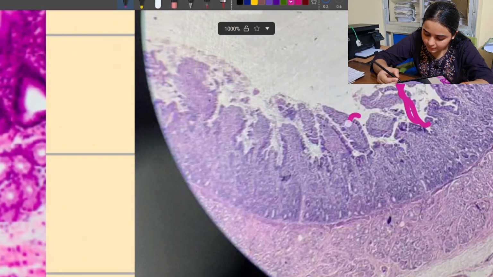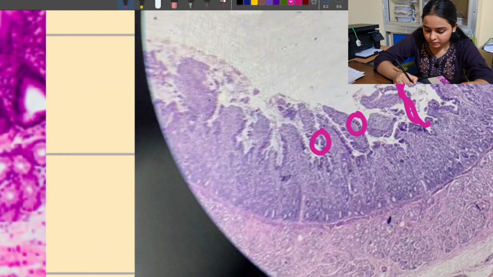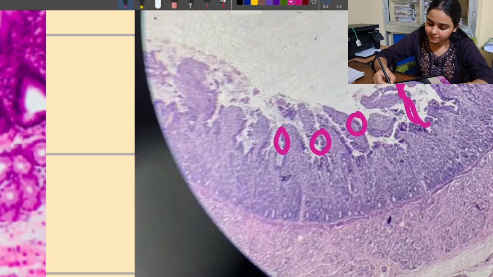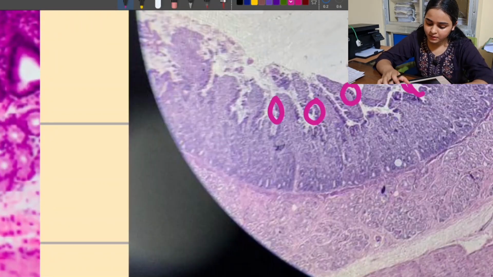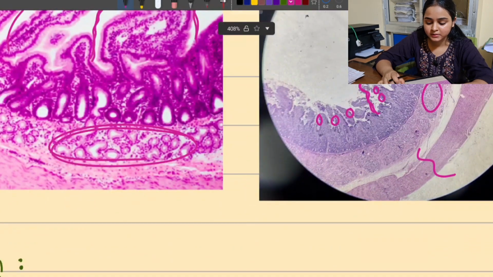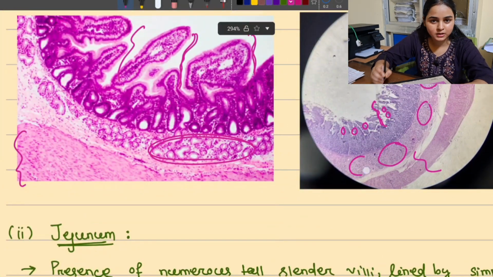The empty spaces that are seen in the villi are the goblet cells. We already discussed this in the general histology chapter, that goblet cells do not take up the H stain, so these are colorless. So these empty spaces seen in the villi are the goblet cells. But the most characteristic feature is the presence of Brunner's gland in the submucosa, that you can see.